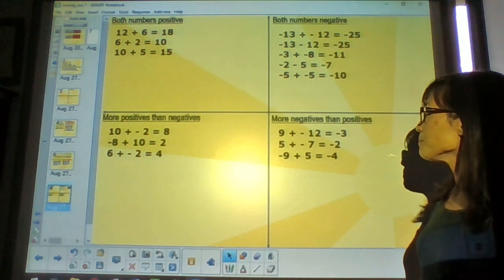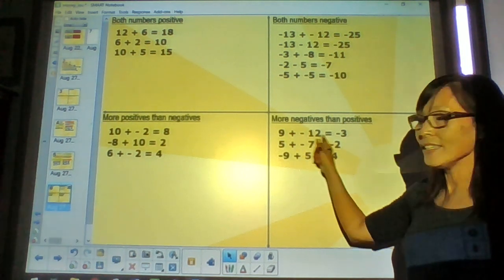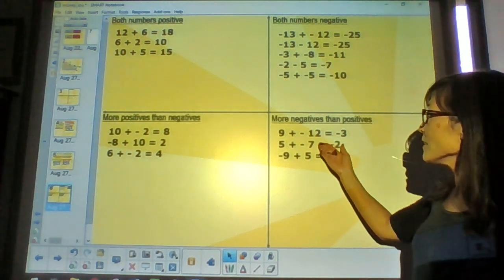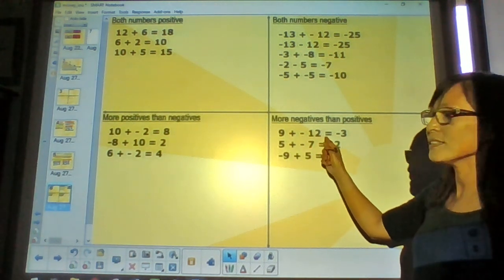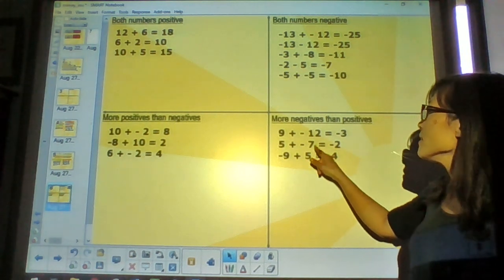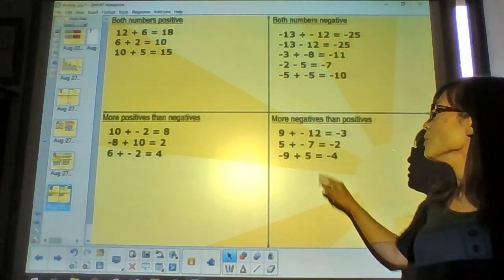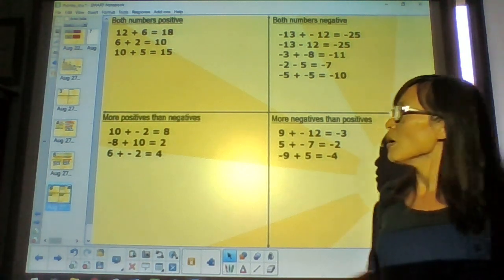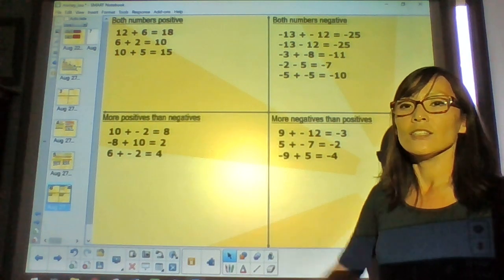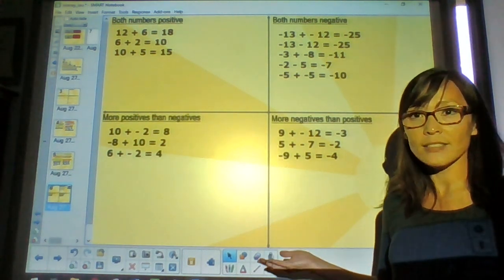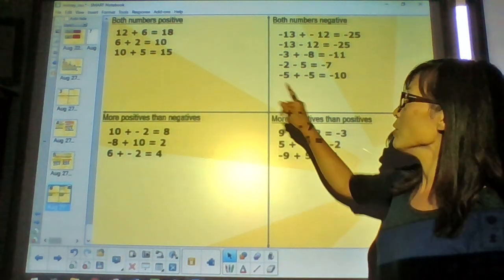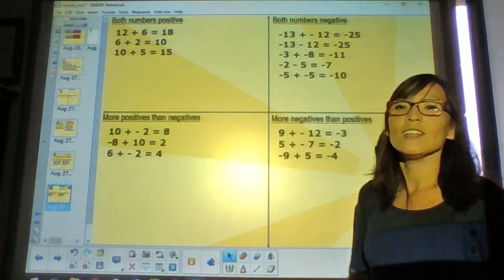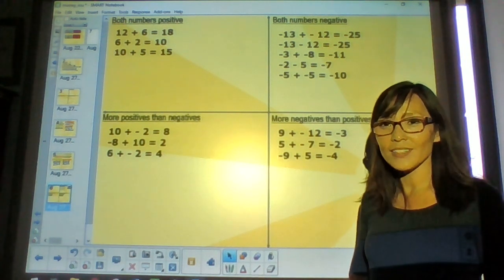But not only that, am I adding these numbers together? I'm not adding them together. I'm actually subtracting the numbers. What's the difference between 12 and 9? 3. The difference between 7 and 5? 2. And the difference between 9 and 5? 4. And so whenever you have different signs, you find that you're going to subtract your integers. Whenever you have the same signs, they're both positive or they're both negatives, you're going to add your integers.